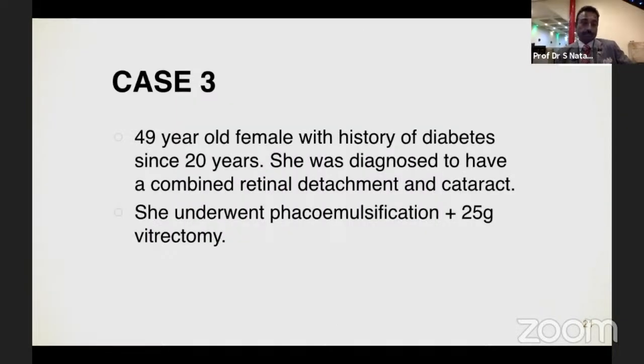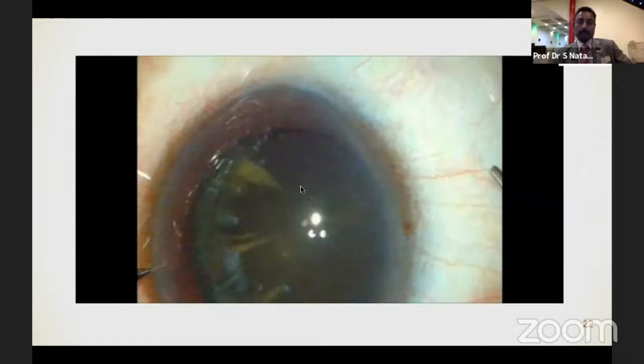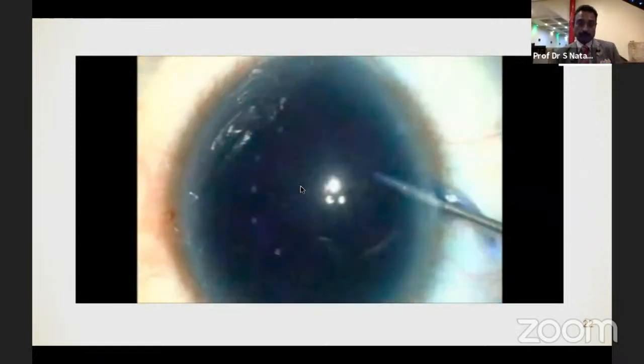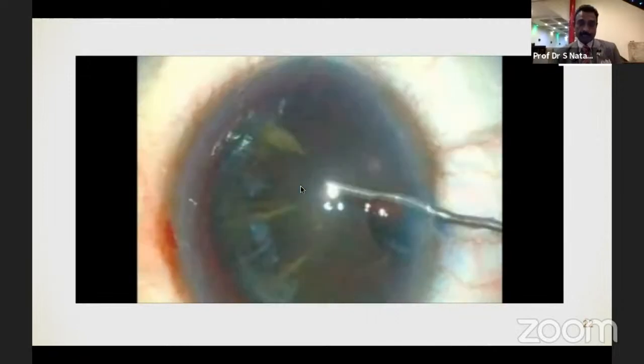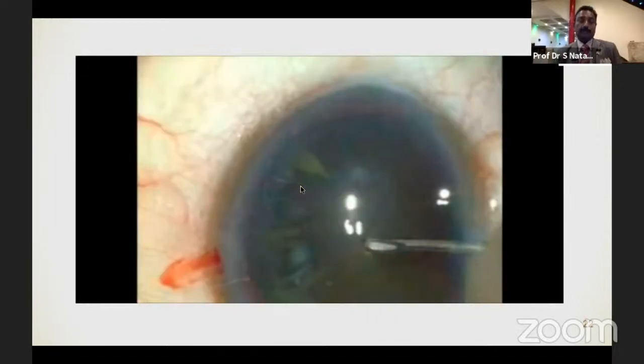This is case 3, a 49-year-old female with a history of diabetes. I don't do the cataract, even though I probably did my last cataract in 1984. I think after that I've never done one. And I'm happy we have a team. This is Dr.